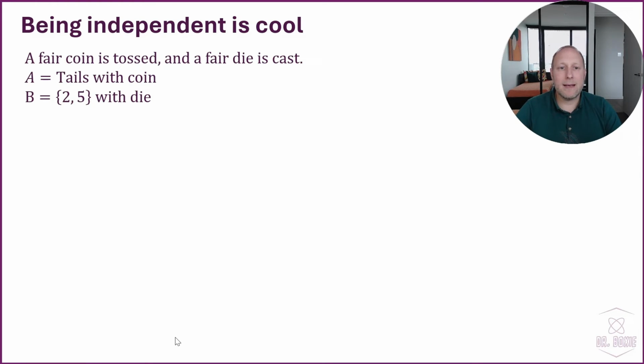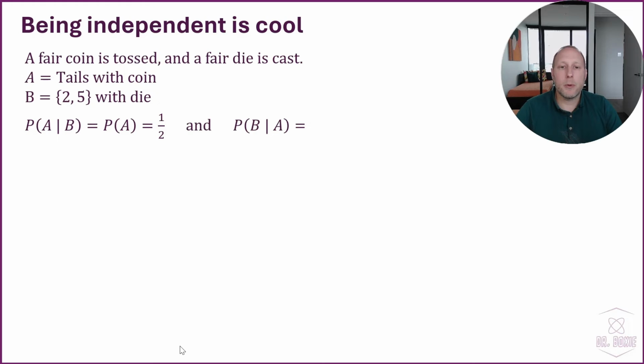What can we then say about the probability of A given B? So what is the probability that the coin toss gives us tails, given that we know that we threw a 2 or a 5 with the die? Well, the answer is, knowing something about what the die did does not tell us anything about what the coin will do. So the probability in this case of A given B is simply the probability of A, of throwing tails with the coin, which is 1/2.